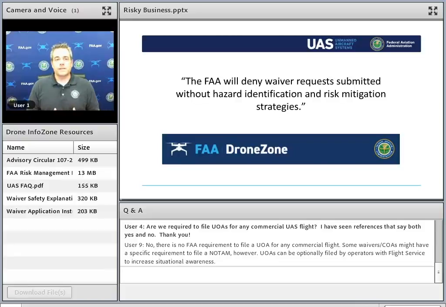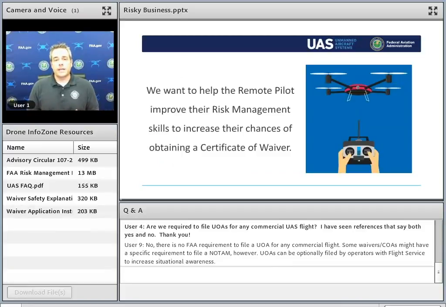Furthermore, we state simply, we will deny waiver applications that are submitted without hazard identification or risk mitigation strategies. So it's right there. That's a direct quote out of our guidance. So if you are not submitting your waiver application with hazard identification and risk mitigation strategies, it will be denied. And we don't want to do that. We want to help you folks get your waivers through the process successfully.